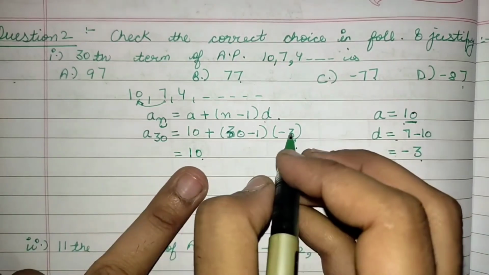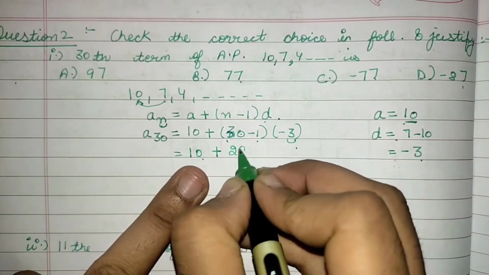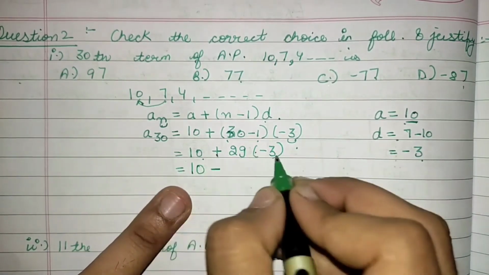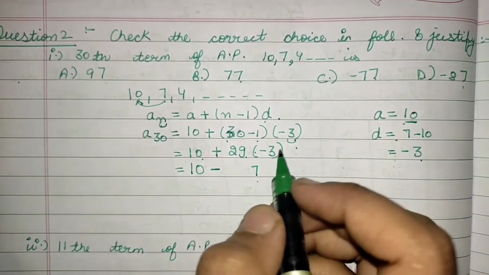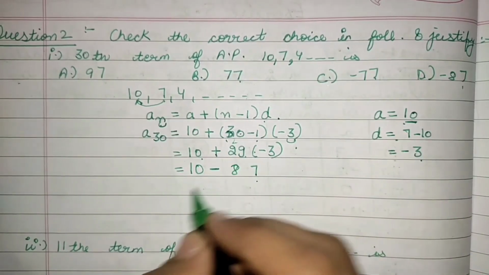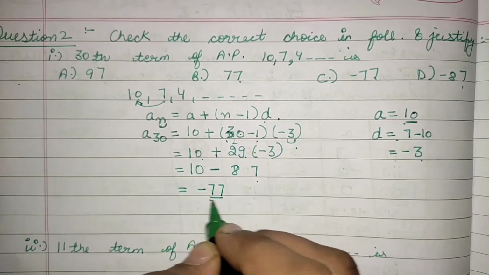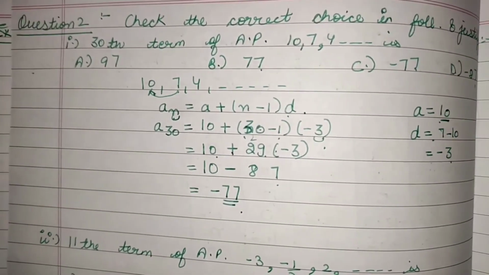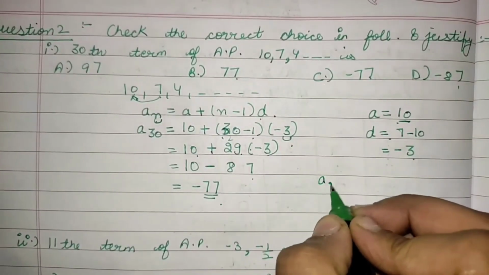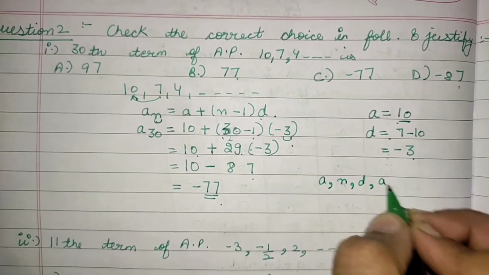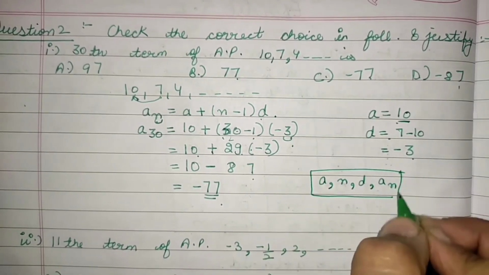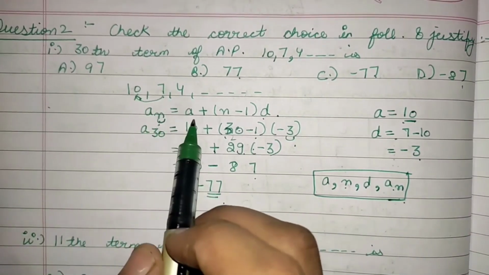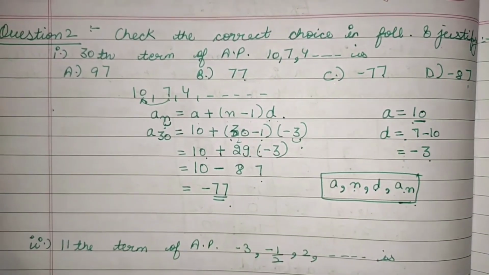So you can say that 10 plus (30 minus 1) is 29 into minus 3. So plus minus will become minus, then I will get minus 87. So my answer will be equal to minus 77. Okay. So whenever you have to find out any value among a, n, d or a_n, these four values, whatever value you have to find out, you have to simply use this formula, which is a_n = a + (n - 1) d.